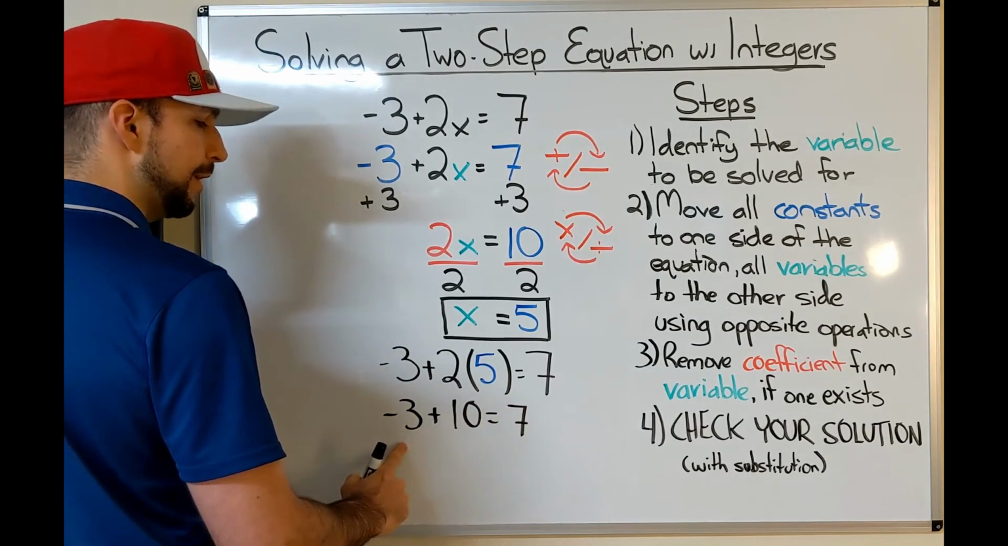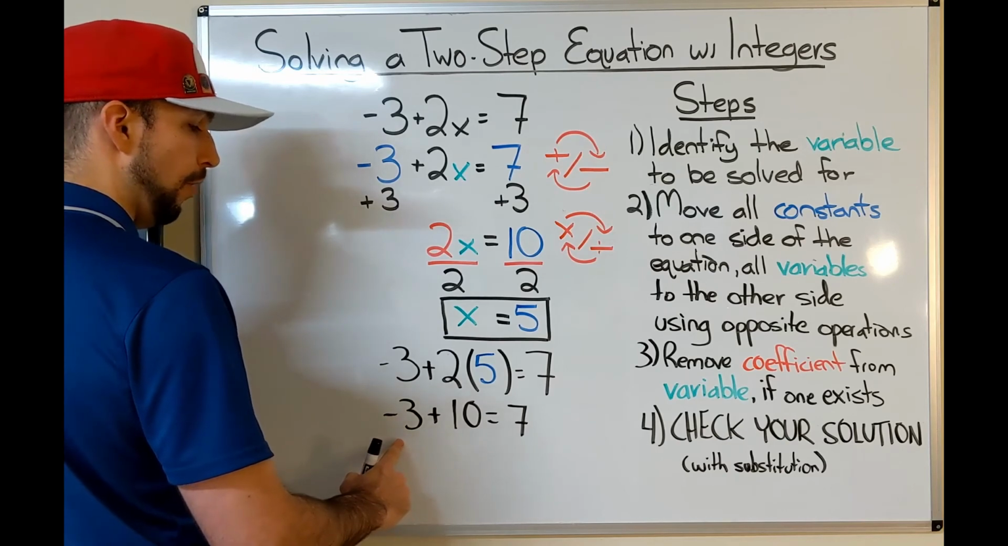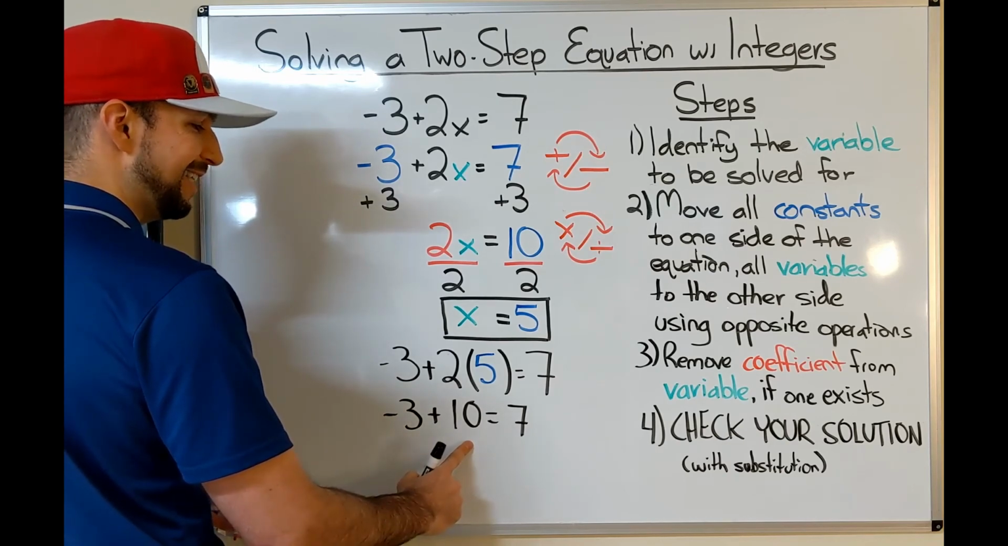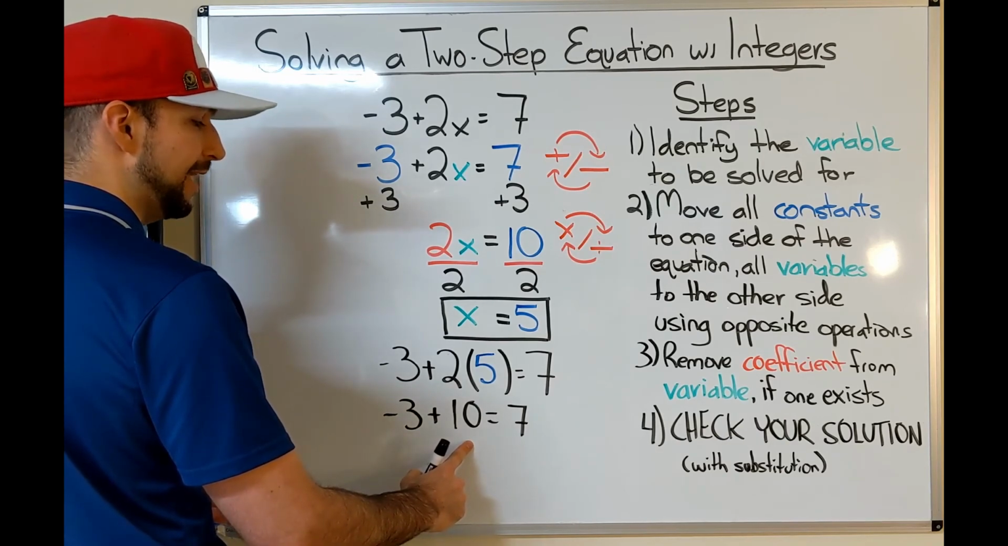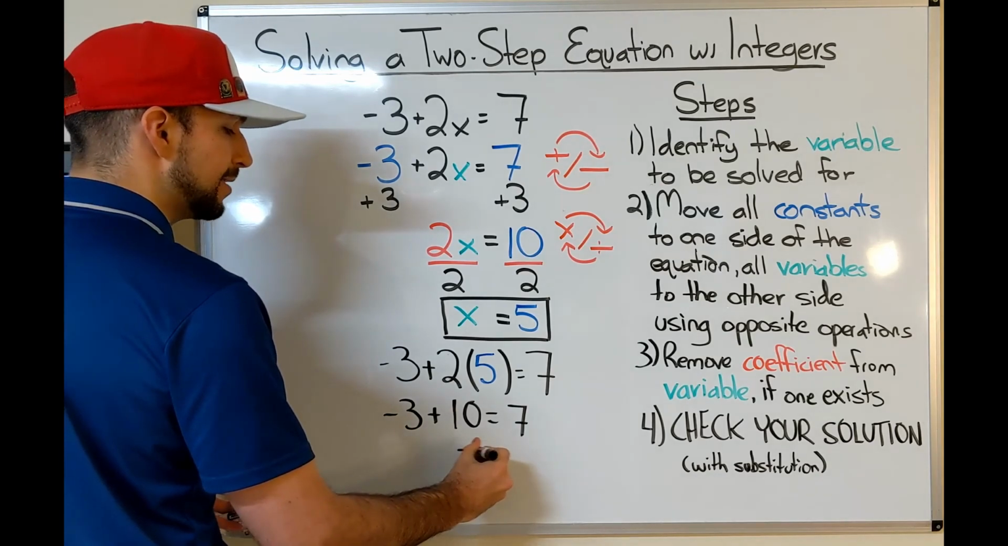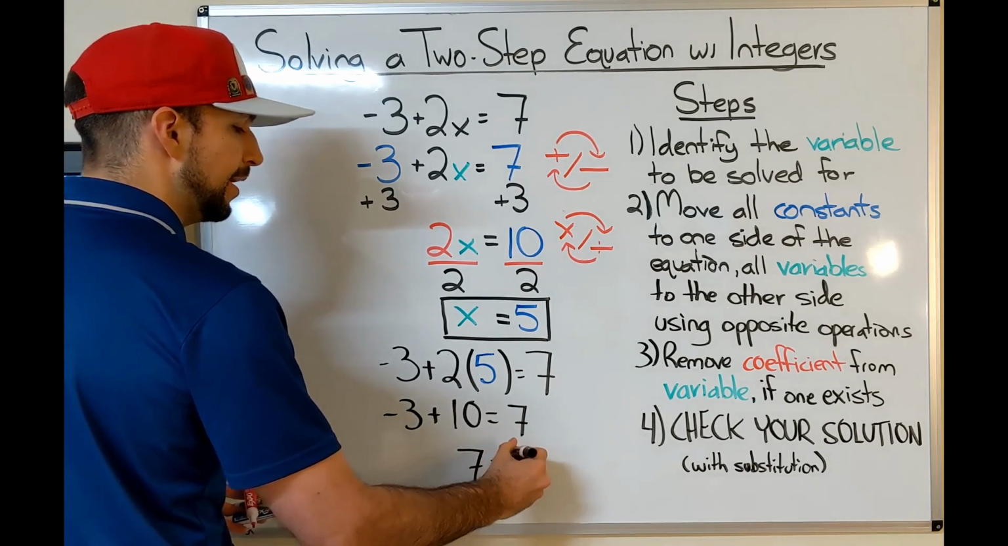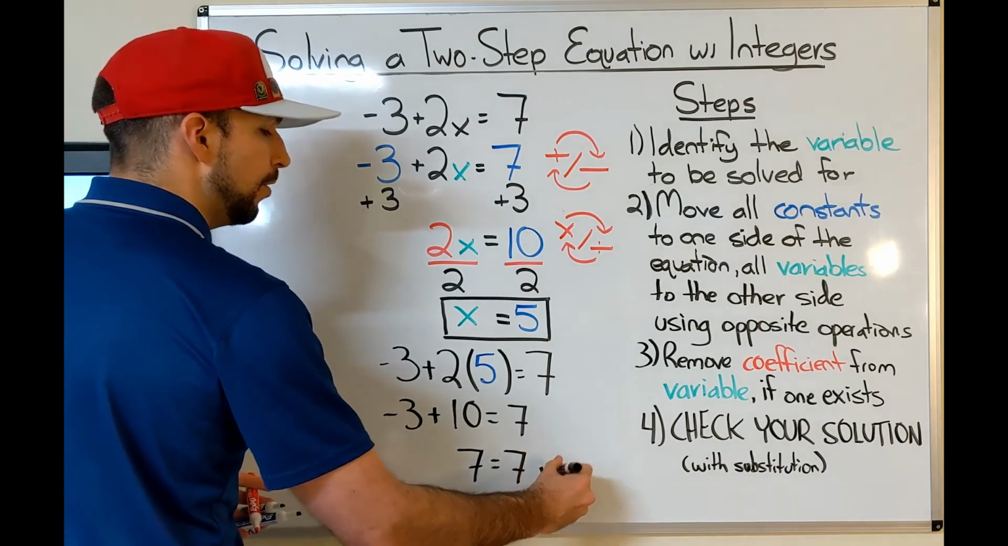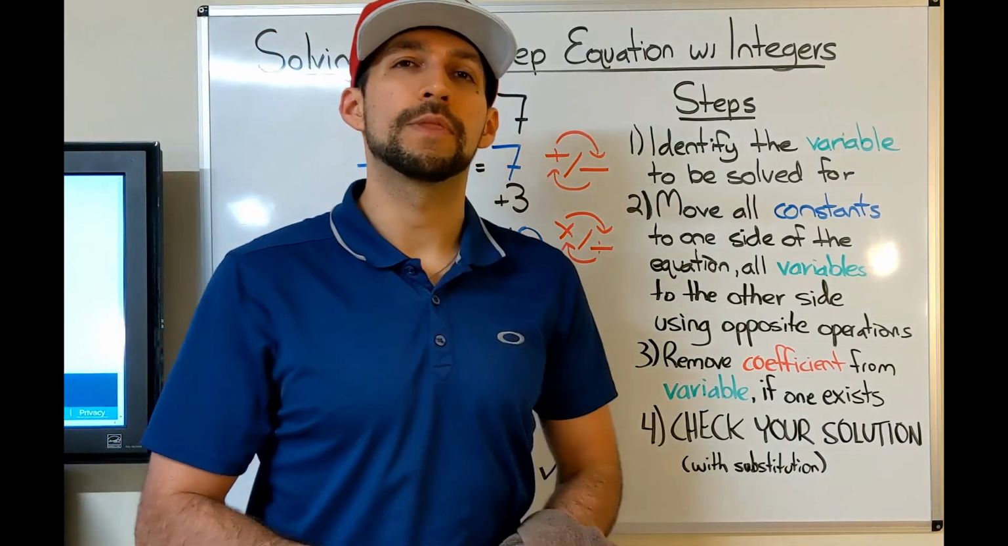Well, 10 minus 3, or if you'd like to think you owed $3 and you deposited $10 into that account or paid off $10 of debt, you're going to be left with a positive 7. And that is equal to 7, so we know our solution is correct.